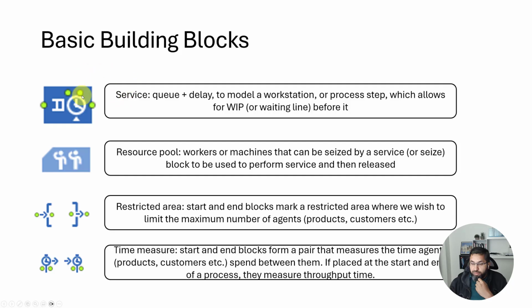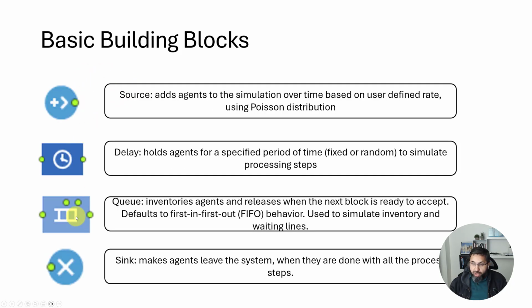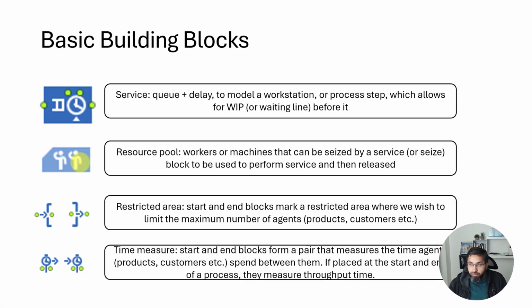Okay. Then, because very often we have a queue, which is like a work in process inventory, followed by a delay, which is like a workstation or a process step, we often, in our process modeling, have a queue and a delay, queue and a delay, when modeling real life processes, because real life processes often allow some work in process inventory. So you want to have a queue for that. So to just make your life easier, instead of having to drag two blocks into the simulation window, AnyLogic combined the queue and delay into this block called service. So service is basically just a queue and a delay block put into one block.